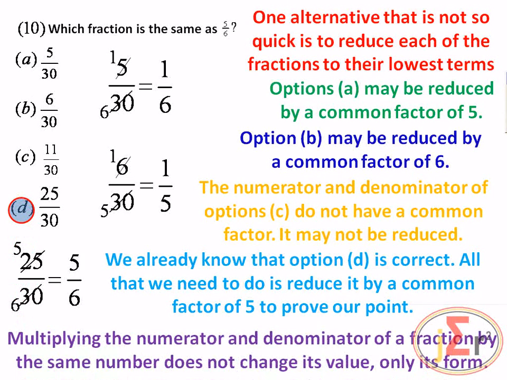Multiplying the numerator and denominator of a fraction by the same number does not change its value, only its form. And we say that the terms are different. So we will say that when the fractions are equivalent, they are equal, but they are in different terms.